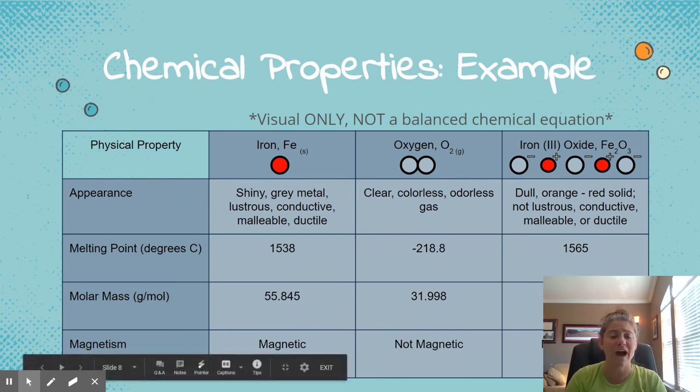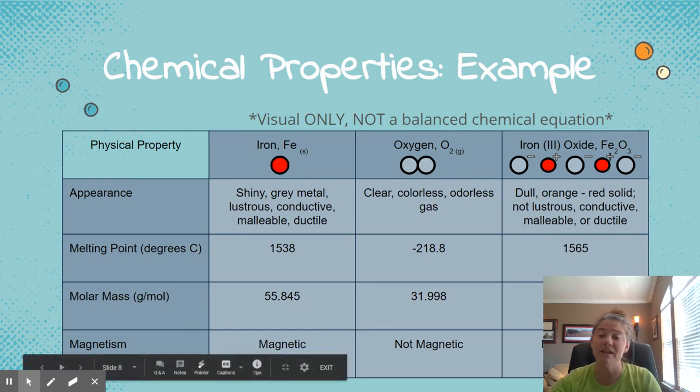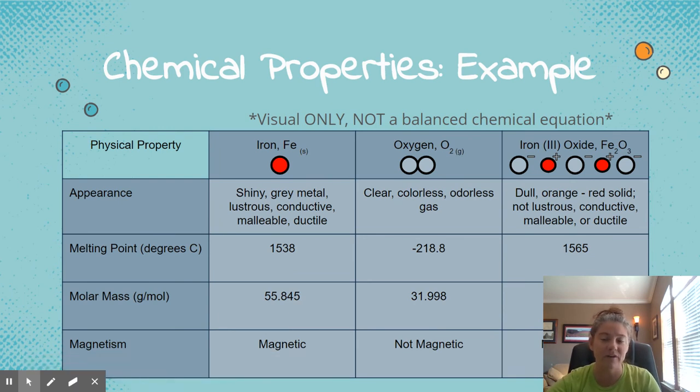The melting point of iron is really high because that is a characteristic property of metals, they have high melting points. The melting point of oxygen is really low because that's a characteristic of the melting points of gases. But the melting point of iron oxide is even higher, which is kind of surprising. But if I know that ionic bonds, which is what's happening here, are very strong, then I can understand why that melting point is so high.